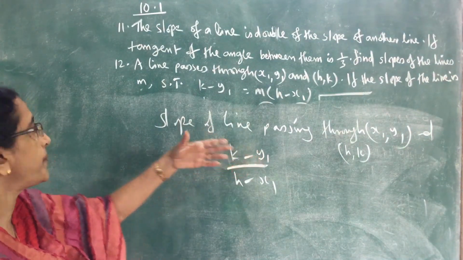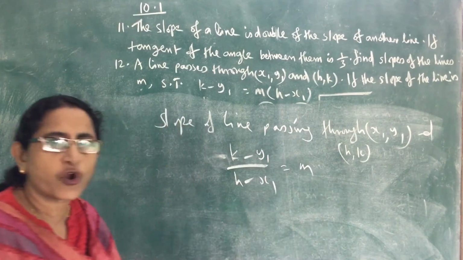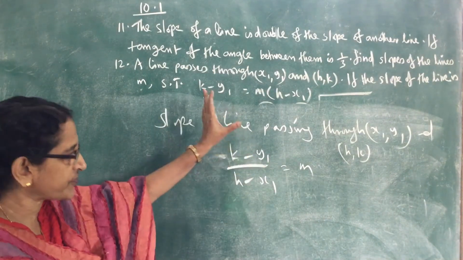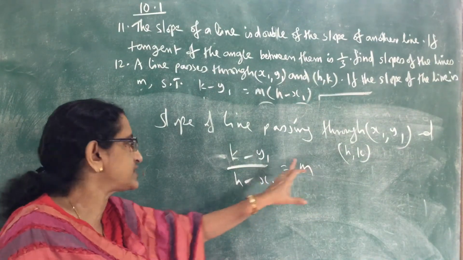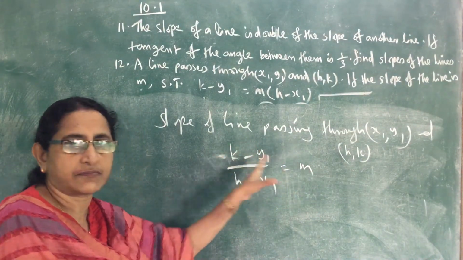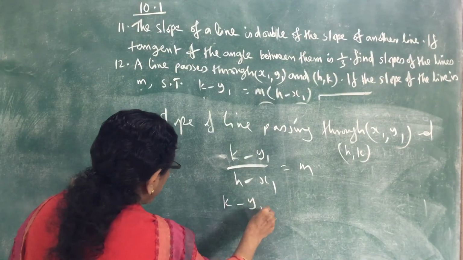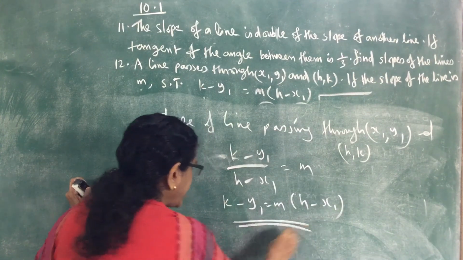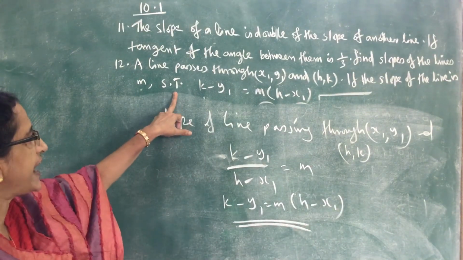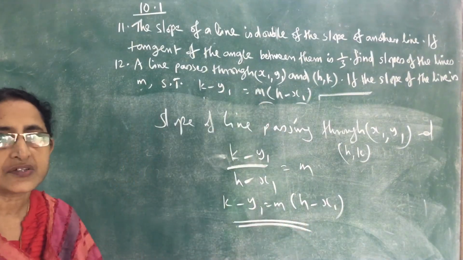Also given that the slope of the line is m, so we can equate that. This is equal to m. So the slope of the line is given as m, and also we can find the slope using the formula. So both are same, so we can equate. Now cross multiply. What we get? Therefore k minus y1 equal to m into h minus x1. So that is what we want to prove. Show that k minus y1 equal to m into h minus x1. We proved it. So that's the answer.